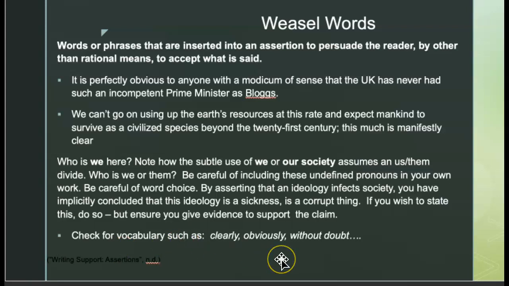Be sure to watch words like clearly, obviously, without a doubt. It's also good to avoid the word this because this is unclear. What are you saying when you say this? Spell it out.